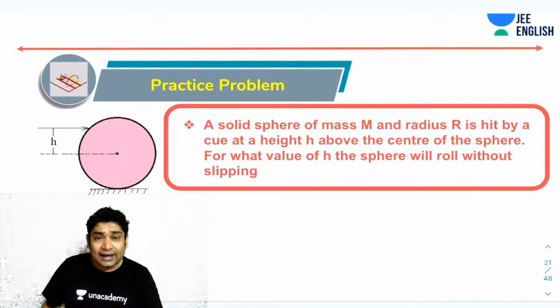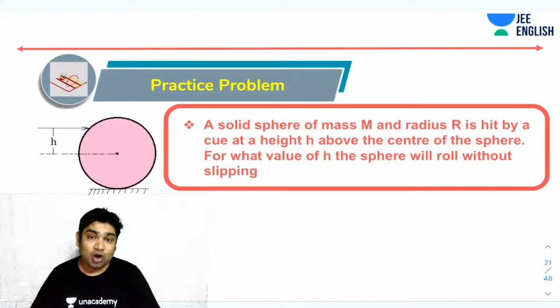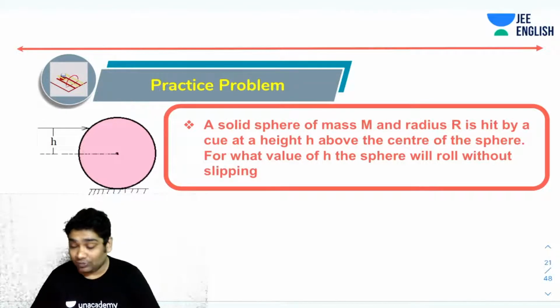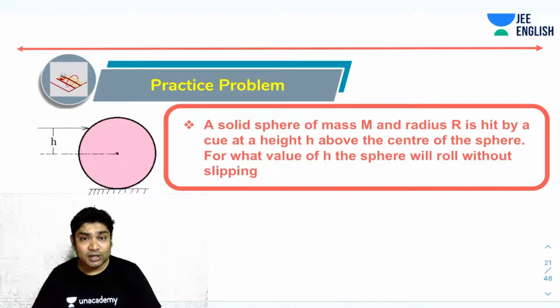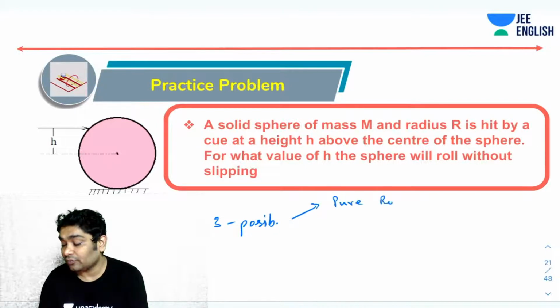Okay. So again, I had initially also told you that there are three possibilities of motion of any body like this. Right? I hope you remember that the possibilities were pure rolling, then forward slipping, and then backward slipping.